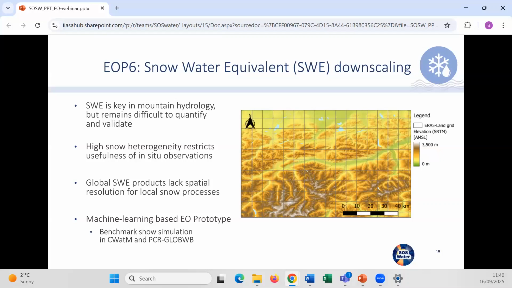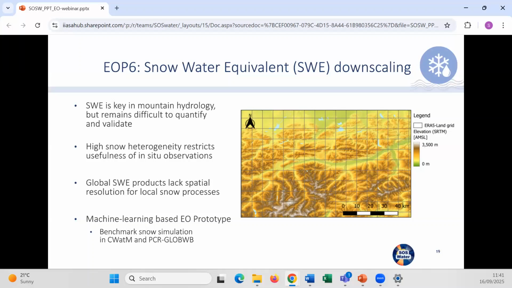So, snow water equivalents. I will now present Earth observation prototype 6, on downscaling snow water equivalent. Snow water equivalent is a very complex variable, and it remains very difficult to quantify, mainly due to its high spatial, vertical, as well as horizontal heterogeneity.